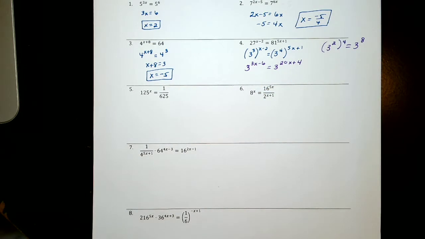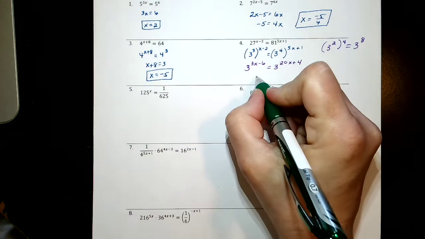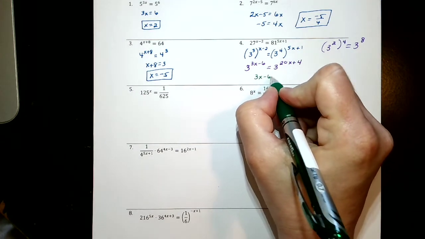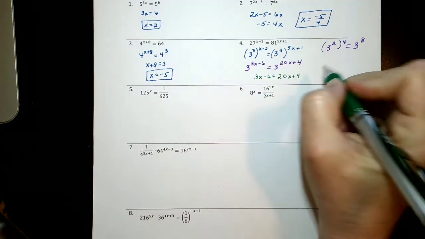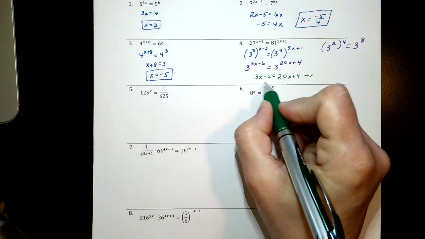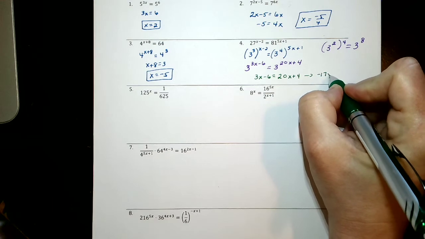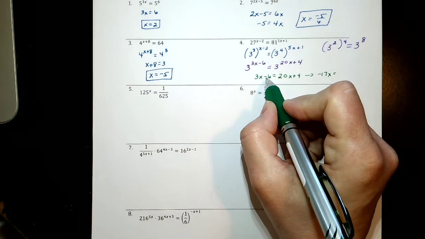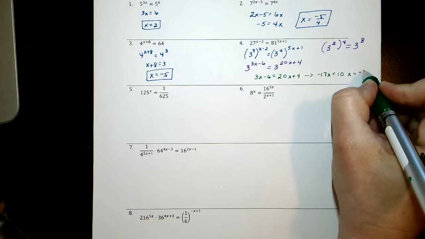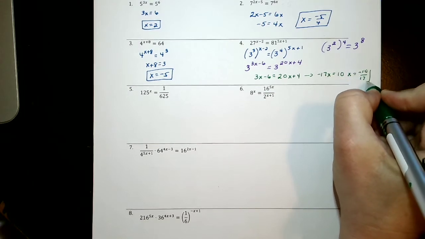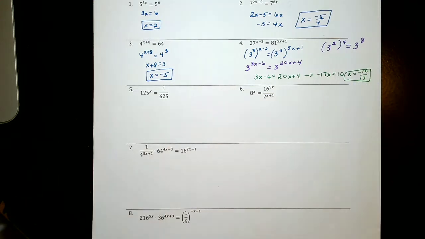And then at that point, since our bases are the same, we can jump to 3x minus 6 equals 20x plus 4, and I'm running out of room here. Taking the 20 over, that gives me negative 17x equals, take this 6 over, that gives me a 10. So x equals negative 10 over 17. That's the answer to that problem. I'm going to give myself enough room here.